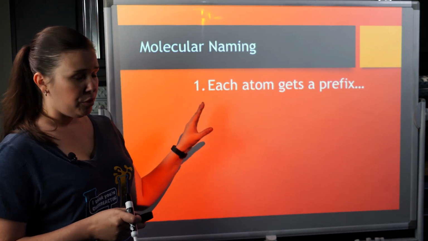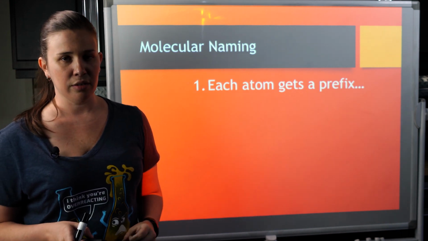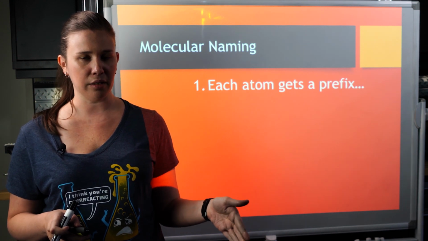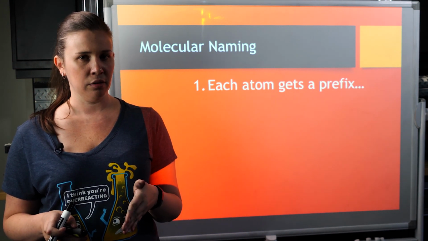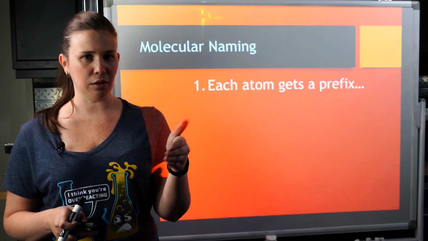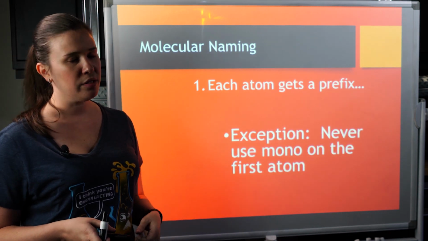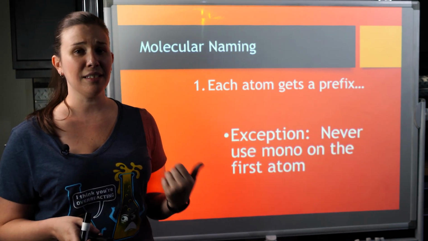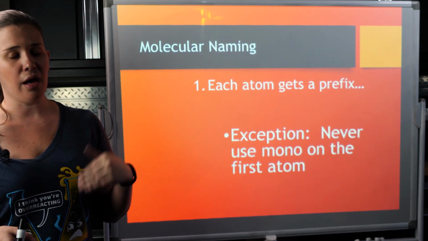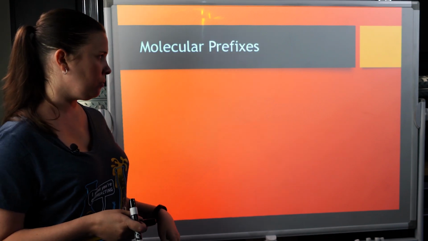All right, so about the prefixes. Before I actually tell you what they are, there's one big exception that I want to emphasize. Think back to carbon monoxide and carbon dioxide. How many carbons are there? Well, just one. So why did I say monoxide but not monocarbon? You wouldn't say monocarbon monoxide. Mono is never used on the first atom. It's an exception. Never use mono on the first atom. You can use other prefixes on the first atom, but never mono on the first atom.